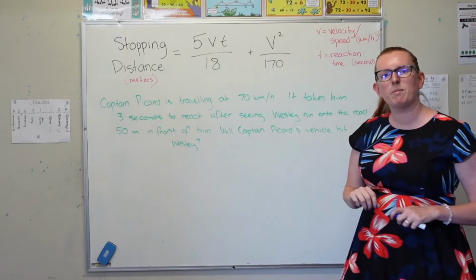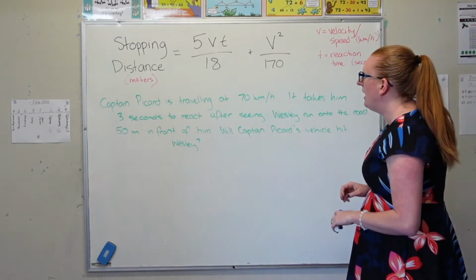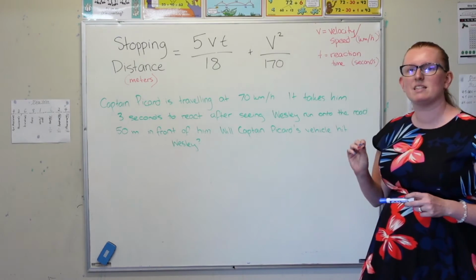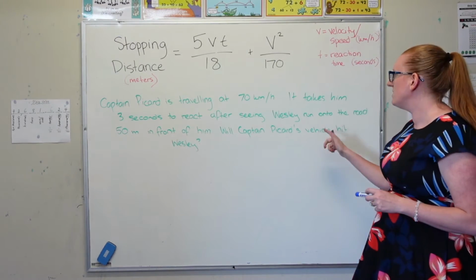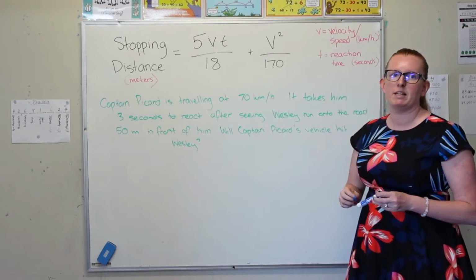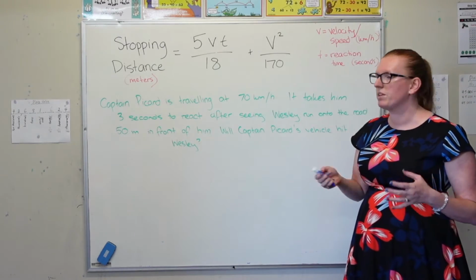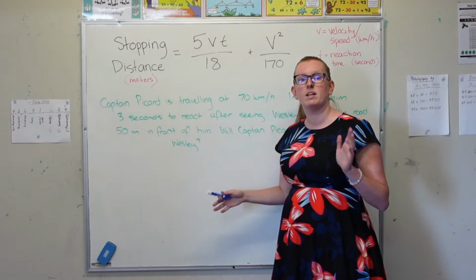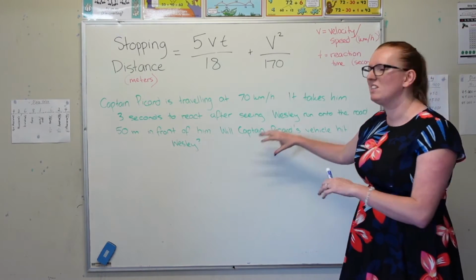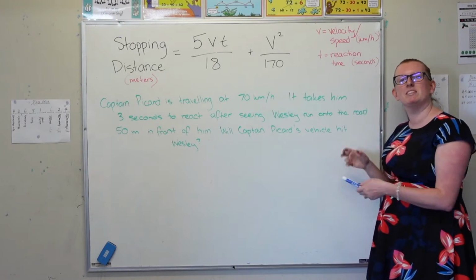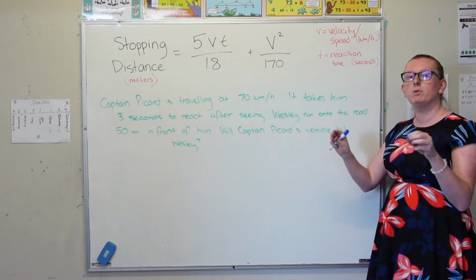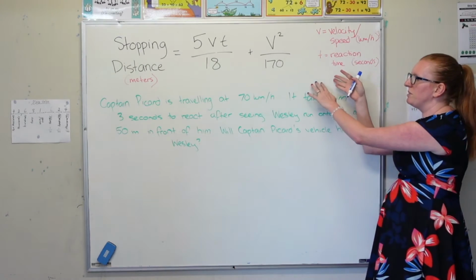So here we've got Captain Picard driving down a road, travelling at 70 kilometers per hour. It takes him 3 seconds to react after seeing Wesley Crusher run onto the road in front of him, and Wesley runs onto the road 50 meters in front. Now we want to figure out whether Captain Picard is actually going to hit Wesley or whether his car will come to a complete stop in time. So first of all, we've got this giant paragraph with people's names and Star Trek references, which is super embarrassing. We need to be able to pull out the information that we need to use our formula.